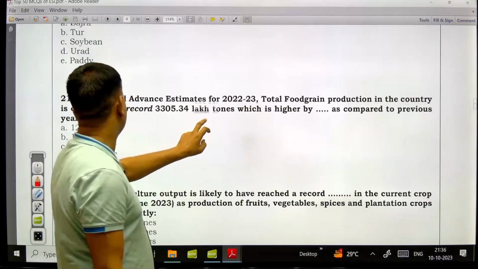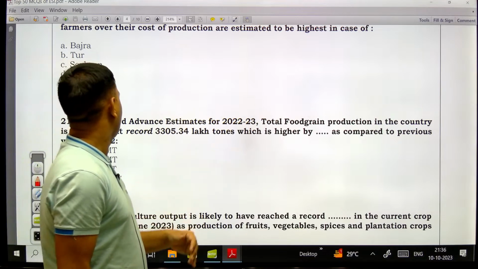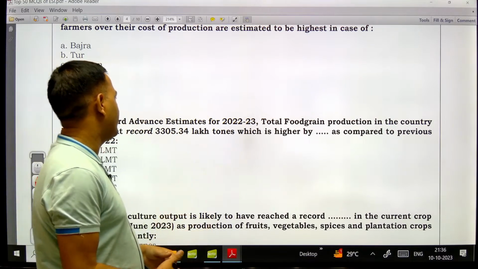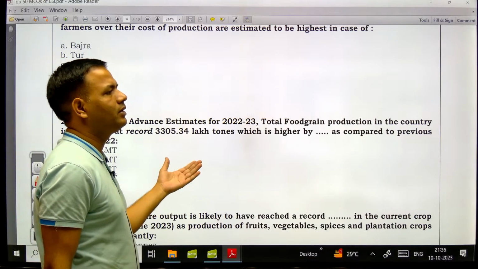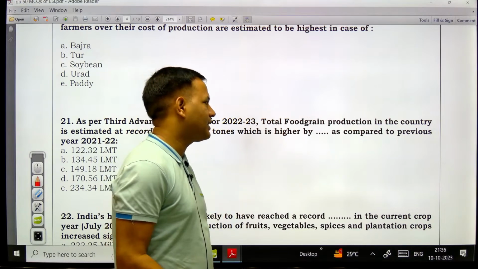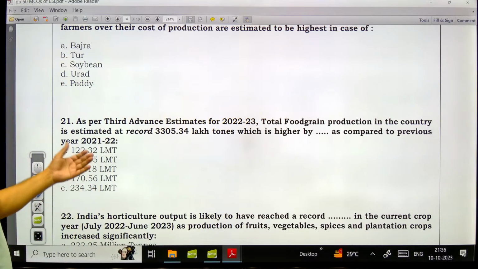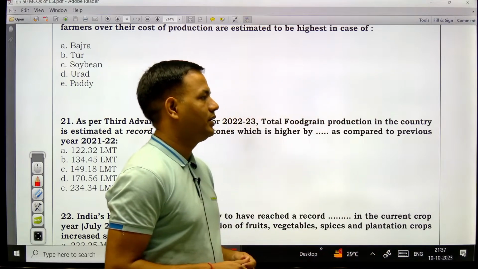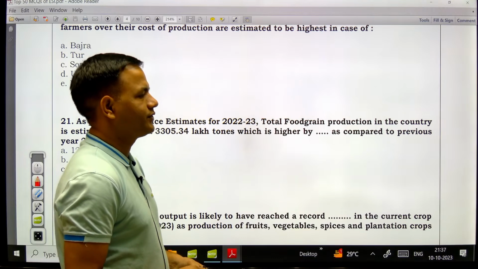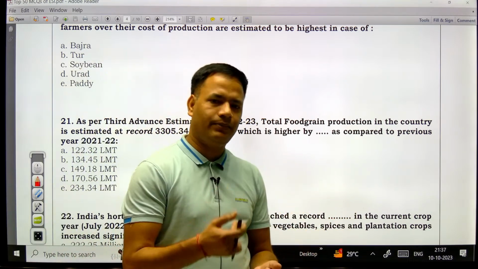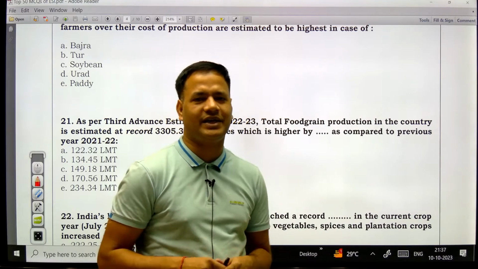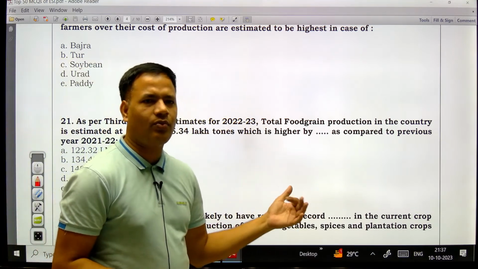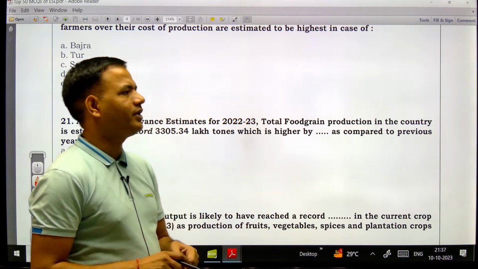Next question. As per the third advance estimate for 22-23, total food grain production in the country is estimated at a record 3,305.34 lakh tons, or 330.5 million tons we can say, which is higher as compared to the previous year 21-22. Meaning how much higher than last year? Any guess? Because see, they have been asking direct questions, but IBPS has now been changing the style of asking questions, so they will not directly ask how much food grain production there is. Sometimes they can ask a simple question also, but there are fewer chances they will ask the direct question. They will ask something different.